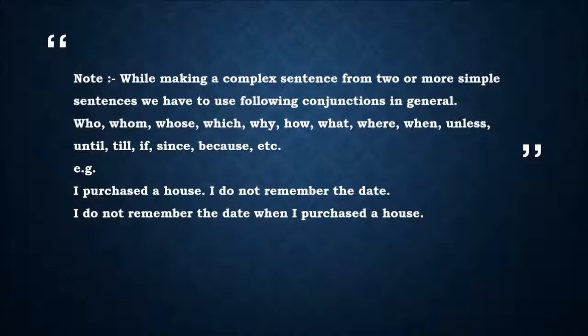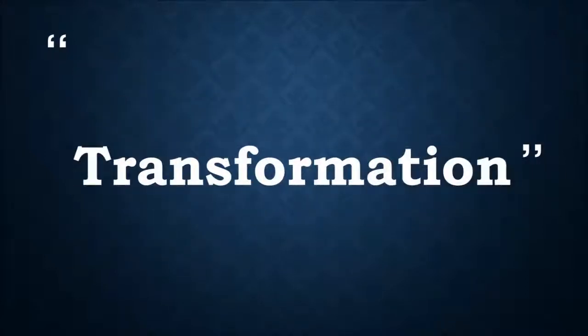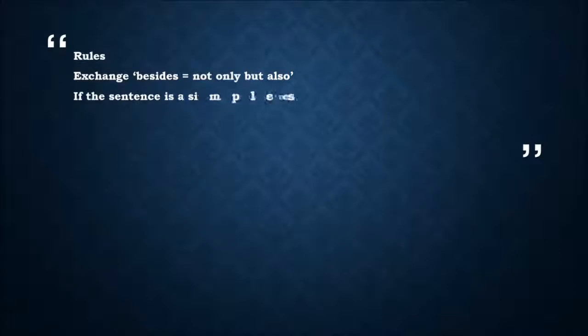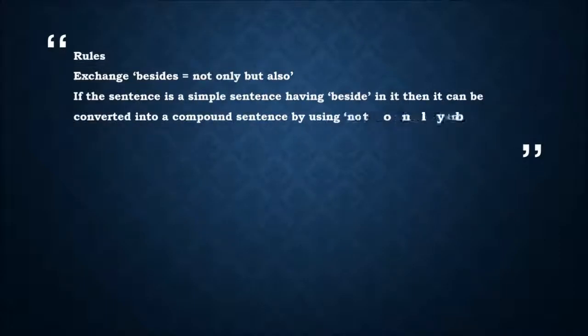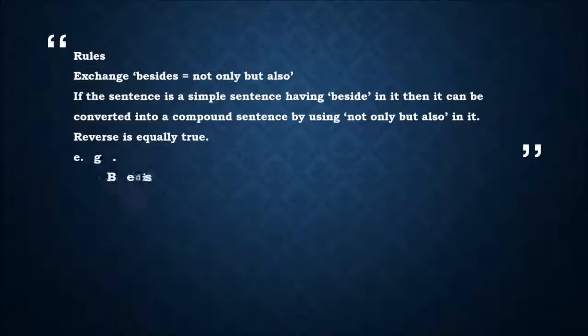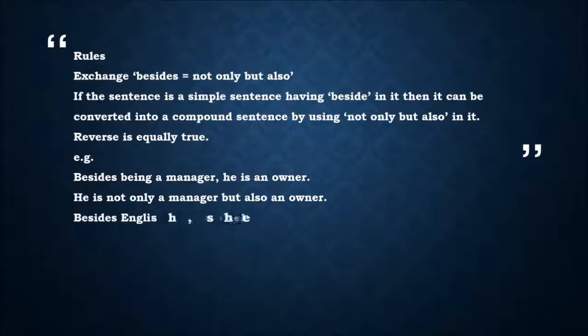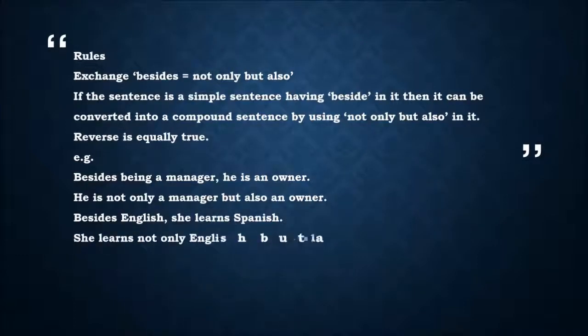Transformation rules. 1. Exchange besides equal not only but also. If the sentence is a simple sentence having besides in it, then it can be converted into a compound sentence by using not only but also in it. Reverse is equally true. E.g. Besides being a manager, he is an owner. He is not only a manager but also an owner. Besides English, she learns Spanish. She learns not only English but also Spanish.